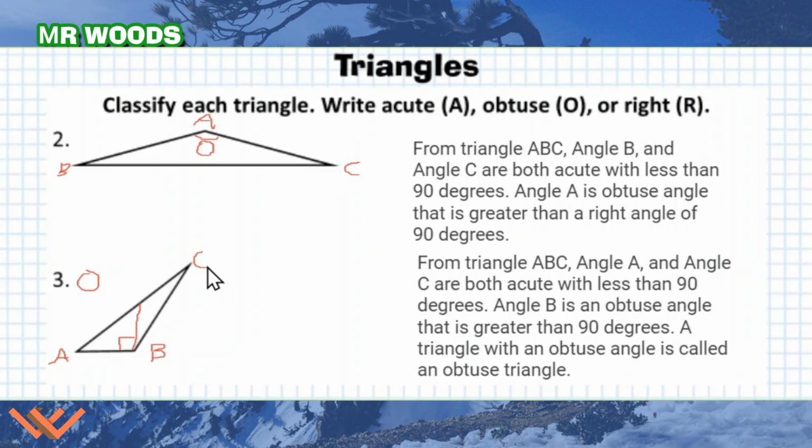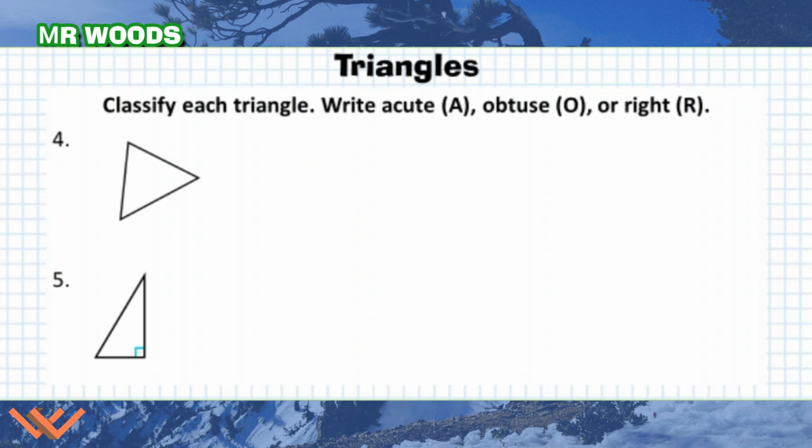And we can definitely see that it's less than 90 degrees. Angle B is an obtuse angle that is greater than 90 degrees, which I already explained right here. And a triangle with an obtuse angle is called an obtuse triangle. Number 4, again, we're classifying this.